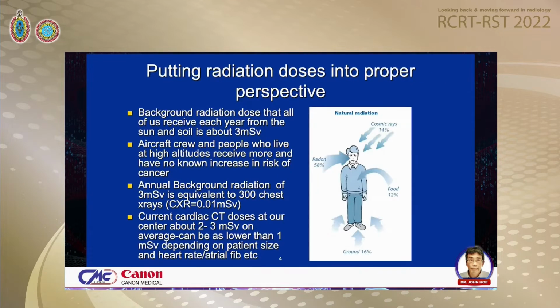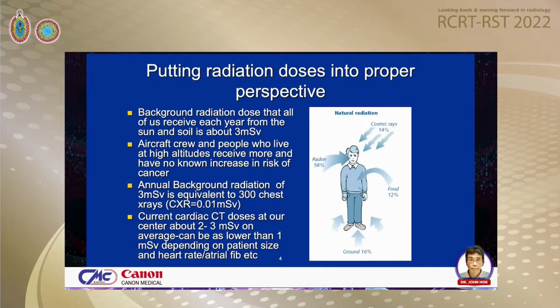The background radiation that we all receive each year from the sun and the soil is about 3 millisieverts. Aircraft crew and people who live at high altitude receive more and have no increase in the risk of cancer. Background radiation of 3 millisieverts is equivalent to about 300 chest X-rays. And current cardiac CTs in our center are about 2 to 3 millisieverts on average, including the calcium score. Can be lower than 1 millisievert depending on the patient's size and heart rate and whether they have irregular heart rates, for example.